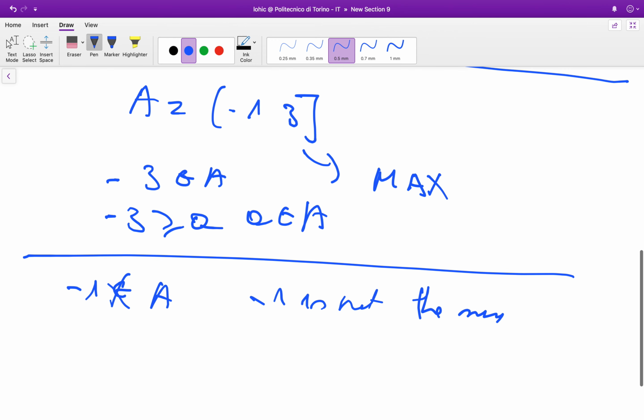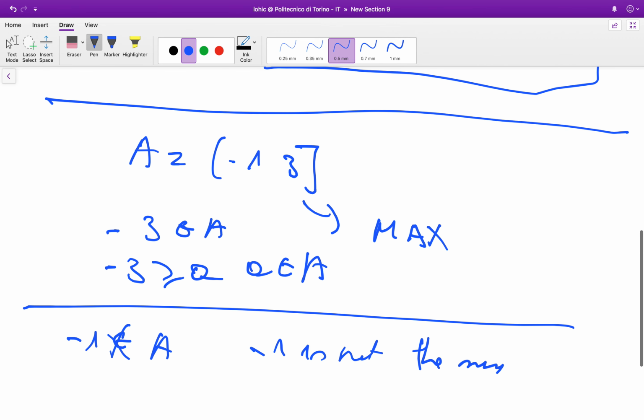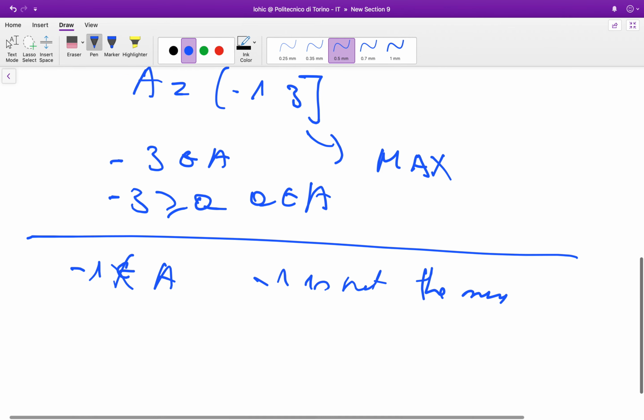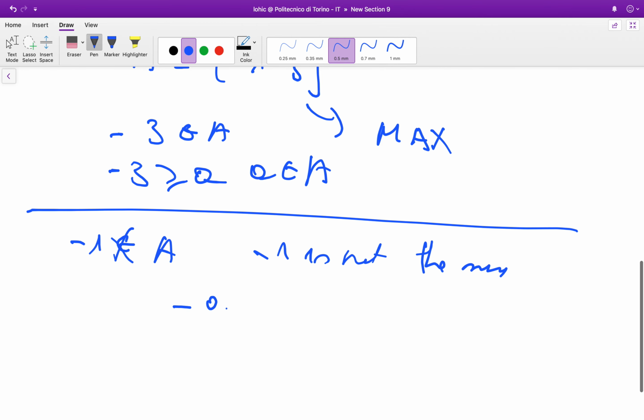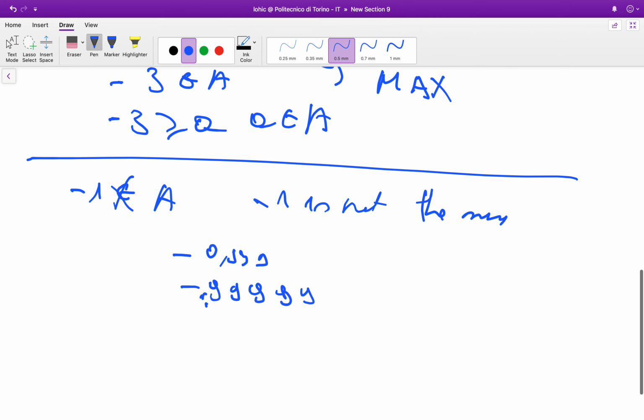But does this set have a minimum? What is the minimum? We cannot find the minimum, right? Because maybe if you tell me that the minimum is minus 0.999, I will tell you, what about minus 0.99999? Yes or not? So there is no way to get the minimum. So not always does a set have a minimum, or not always does a set have a maximum. People understood that, nice.